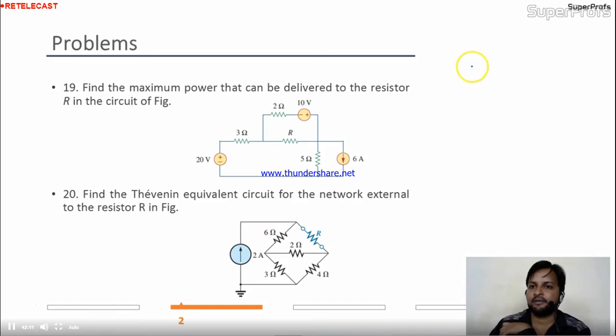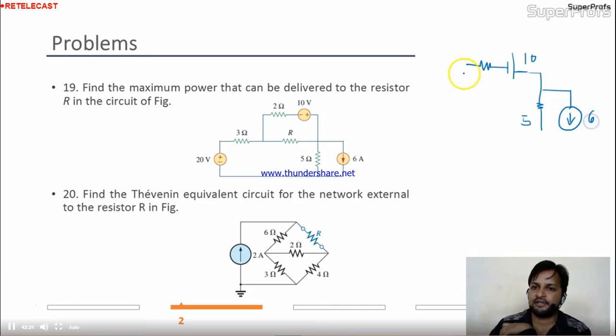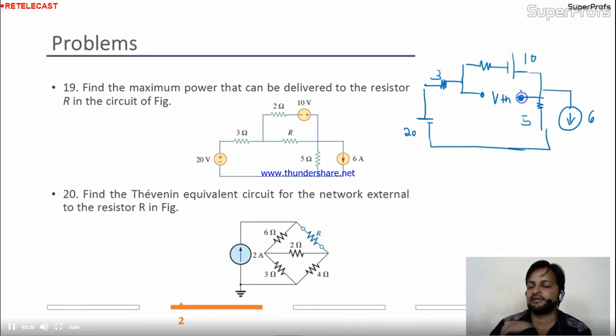your circuit will be like 2, 10, 5, 6, 3, 20, and we can stop over here. This is VTH. Is it okay?